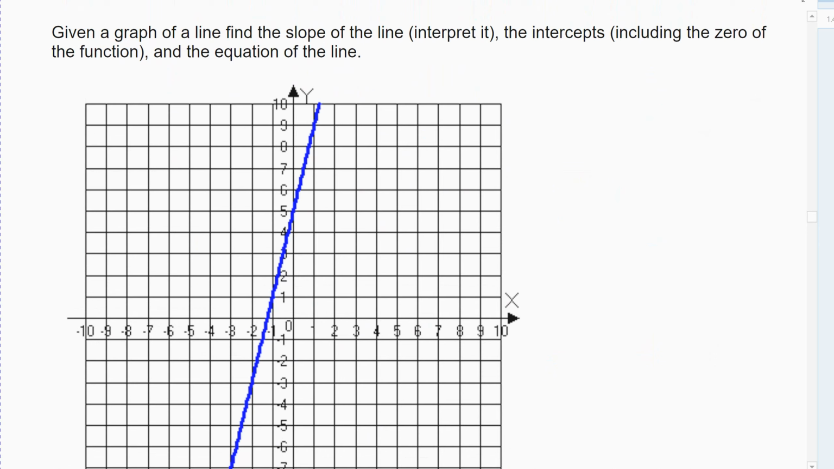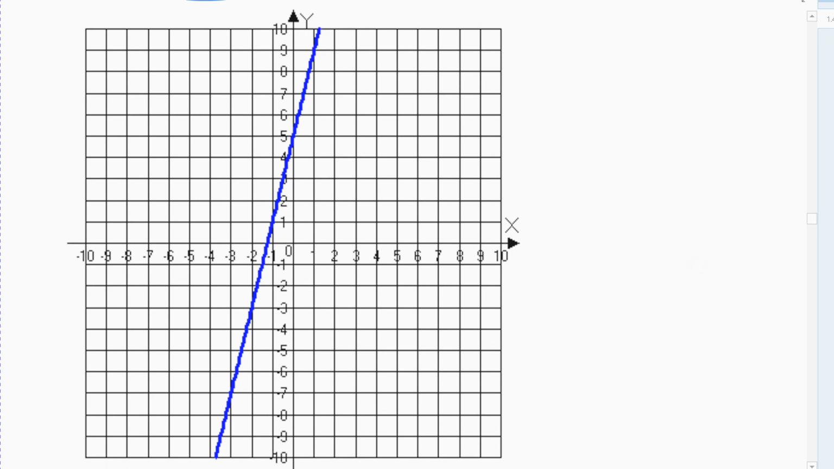Alright, next examples are given a graph. Alright, so given a graph of the line, find the slope of the line, interpret it, find the intercepts, include the 0, and the equation of the line. Alright, so we'll start with if we can find our intercepts. Alright, so my y-intercept looks to be there. My x-intercept looks to be there. So x I can't find, but y I can. Y is at the point, so my y-intercept is at the point 0, 5. X-intercept I'll have to find after I find my equation.